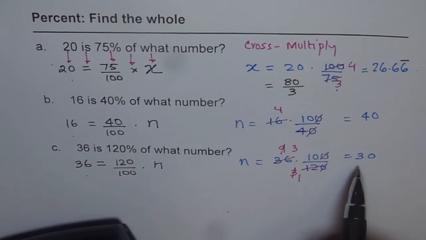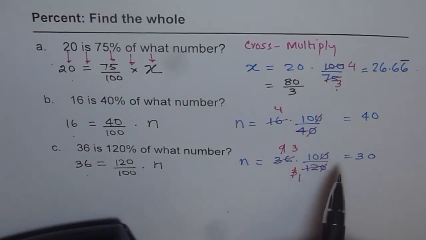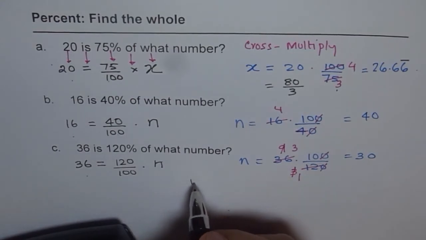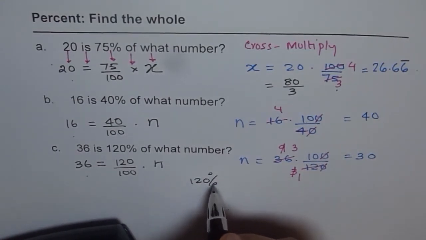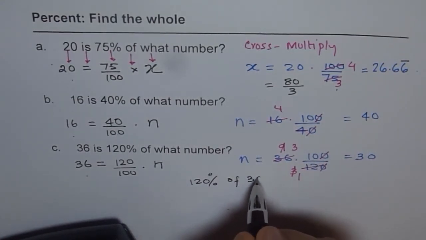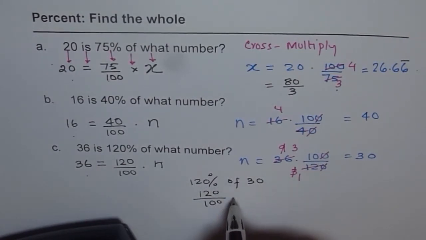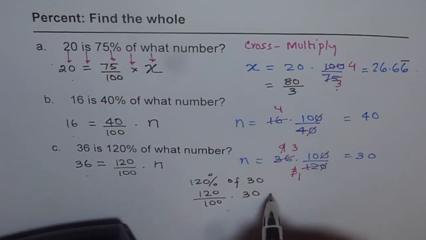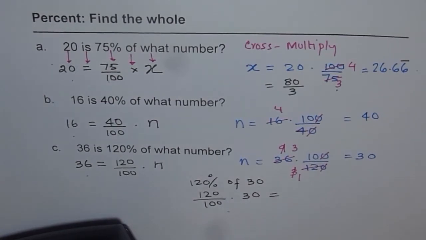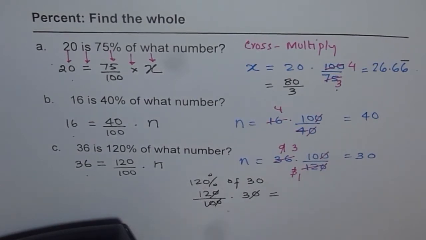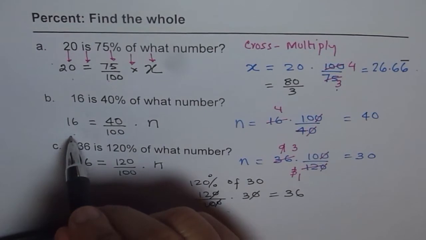Now let me check and show you. What is 120% of 30? Let's find 120% of 30. It means 120 over 100, of means multiply, times 30. Let's use our calculator, correct? Well, it is easy in this case, so we can just do it like this. Cancel them. 12 times 3 is 36. We get our answer back.